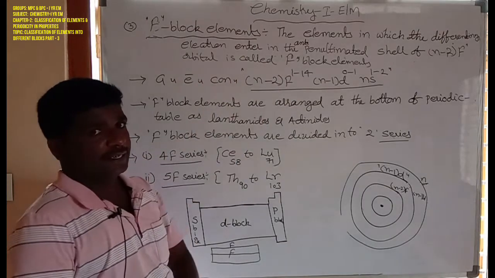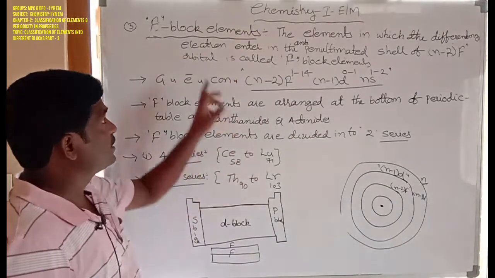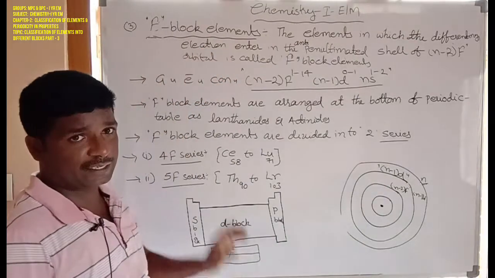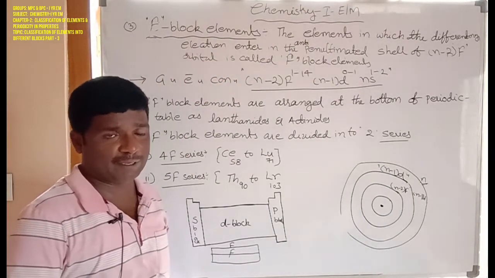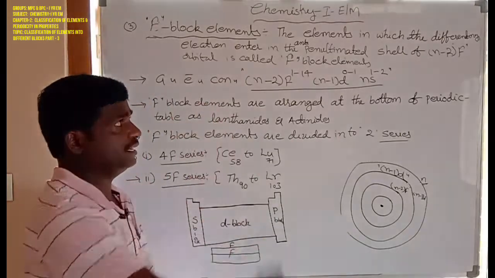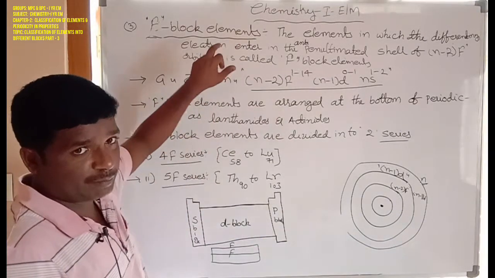In the modern periodic table, the last block of elements is the F block elements. The first one is the S block elements, the second is the P block, the third is the D block, and the fourth is the F block. What are the F block elements?